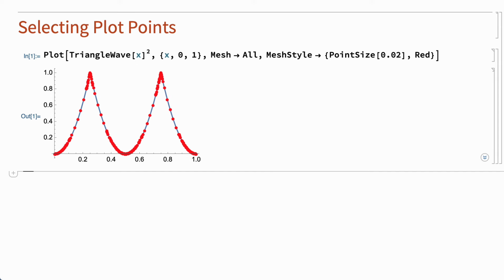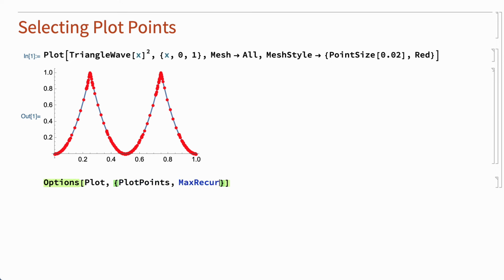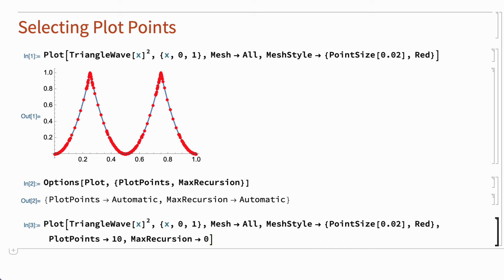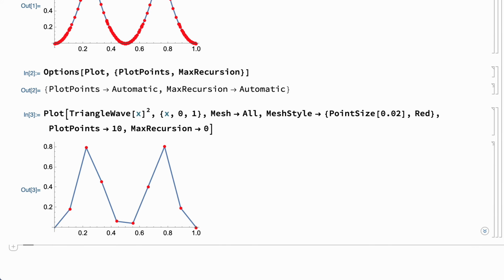The adaptive algorithm is controlled by the PlotPoints and MaxRecursion options. The default value of these options is Automatic. Here's a plot of the previous function but with non-default values for the PlotPoints and MaxRecursion options.